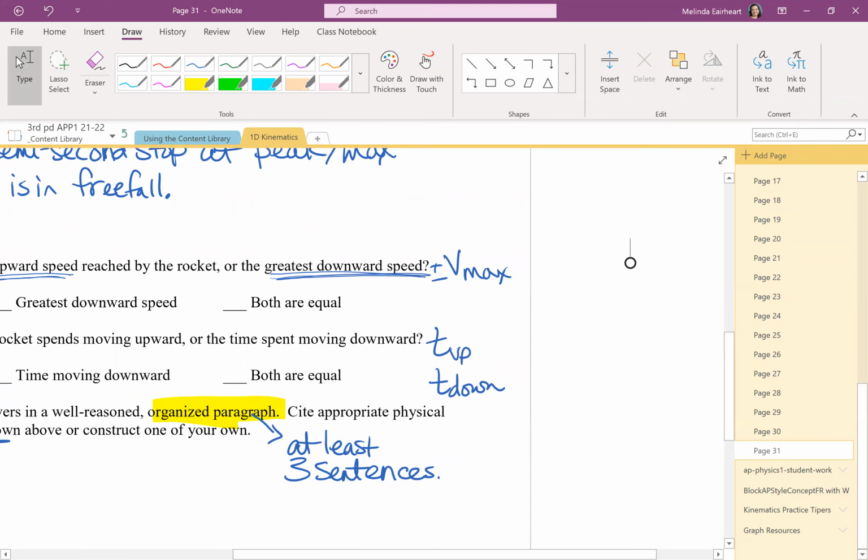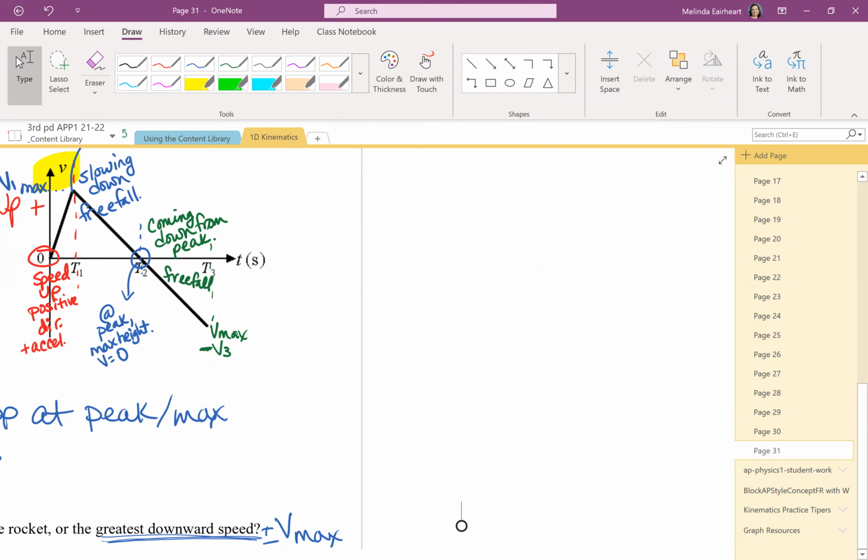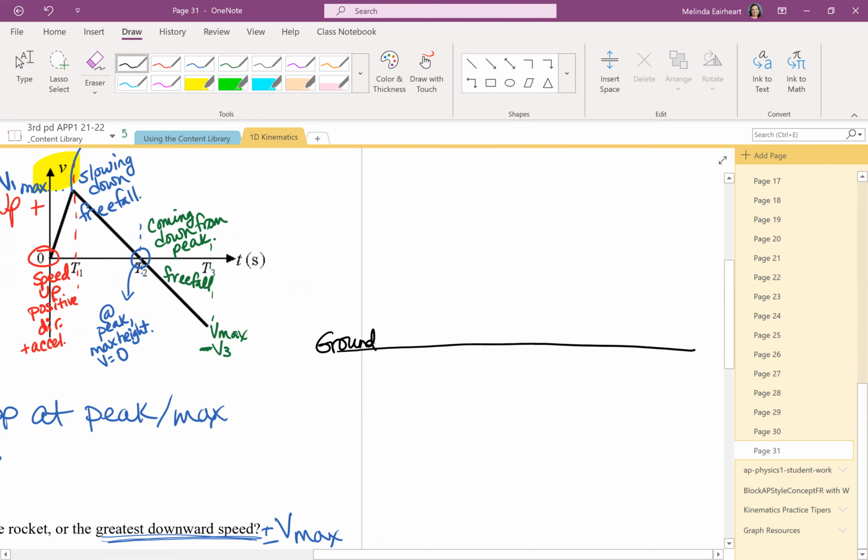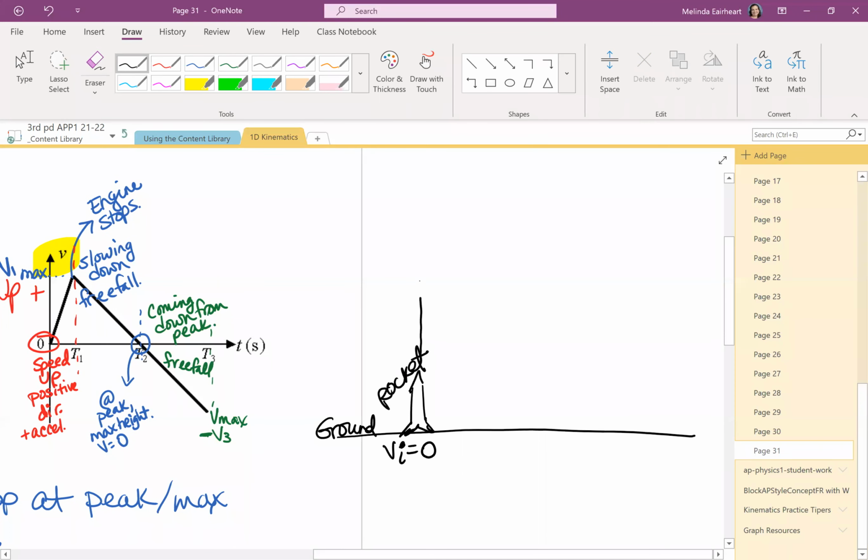Let me come over here. Let me draw the rocket. Now, not necessarily really the rocket, but here's my ground. Here's my rocket. And it's going to fire up, right? Initially, it starts from rest. And the first part, we've got the engine, phase one. The engine has a positive acceleration, and it's going to speed you up to a V max. I called that V1, I believe. And so V1 is my V max in the upward direction.